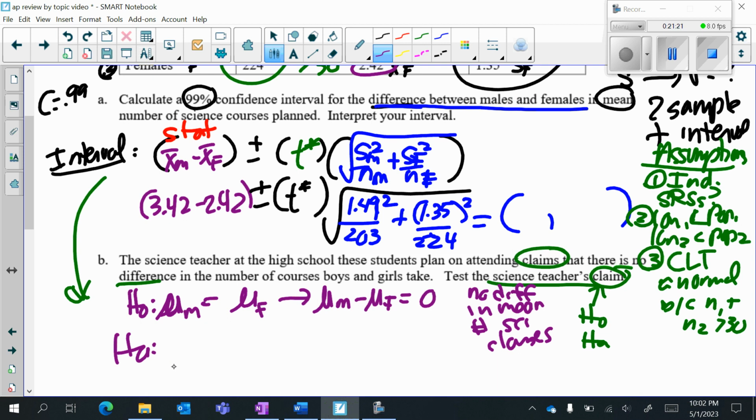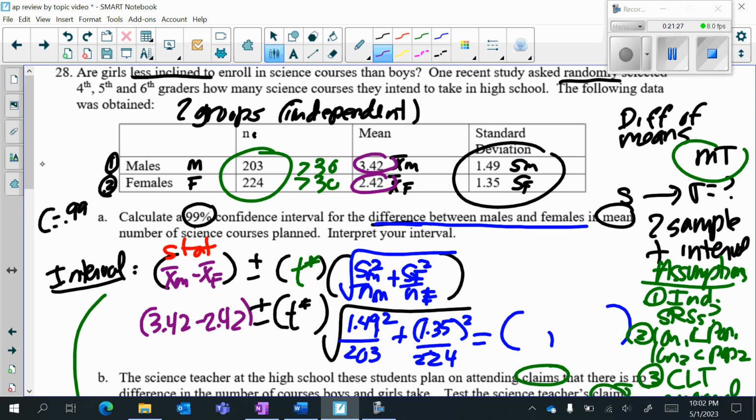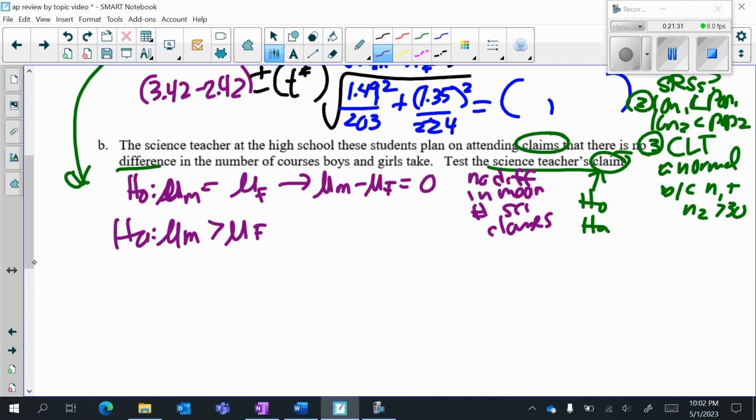So maybe it's mu-M is greater than mu-F, because if you go back to the front top, it said that girls seem less inclined than boys. So that would mean boys are more inclined than girls if you start with that M for males. So if you move that to one side, it would be mu-M minus mu-F is greater than 0.